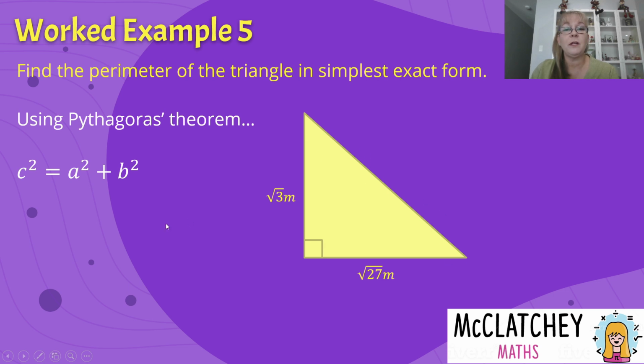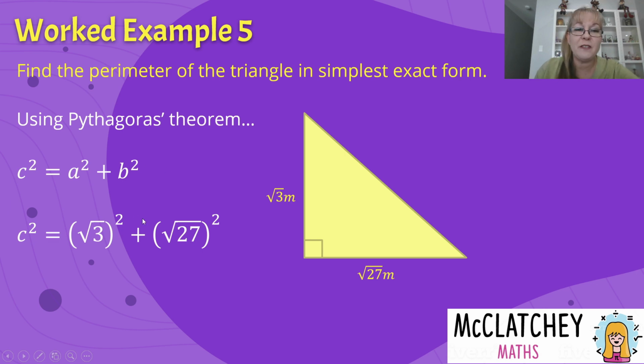So what I'm going to do is substitute in the information I've got, which is the square root of 3 squared plus the square root of 27 squared. Now you'll remember from our previous video that squared cancels out the square root signs. So that means I can cancel here, cancel here. I'm simply going to have c squared equals 3 plus 27. And 3 plus 27 is 30. So now that's my surd form for this side of the triangle, root 30.